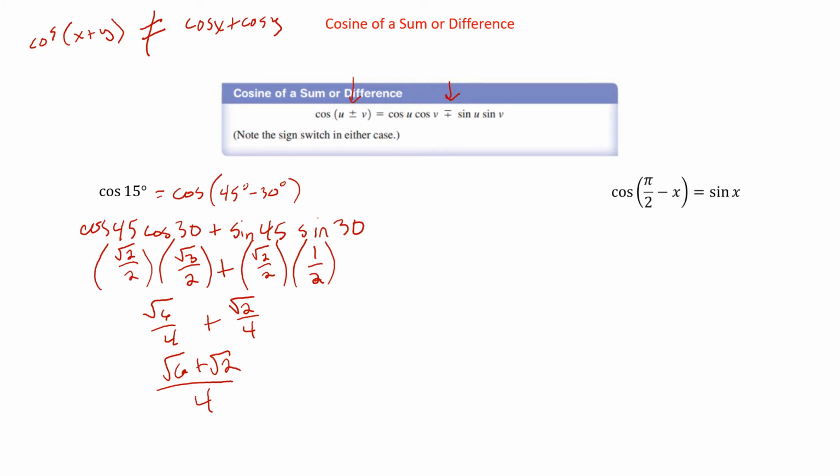All right. We can also use it to prove stuff. We can prove those cofunction identities: cosine of pi over 2 minus x equals sine of x. Well, how do we know that? We can do these. So this is subtraction again, so we will add. So we'll have cosine of pi over 2 cosine x plus sine pi over 2 sine x.